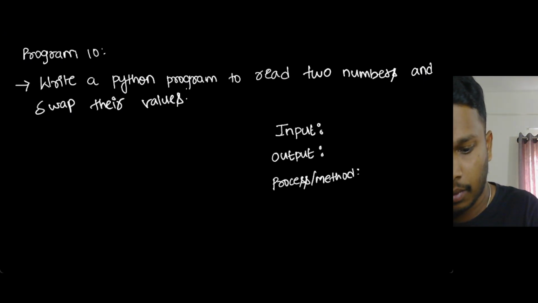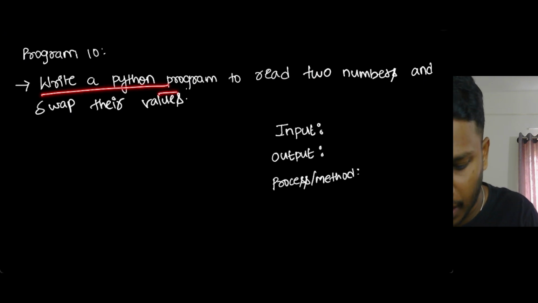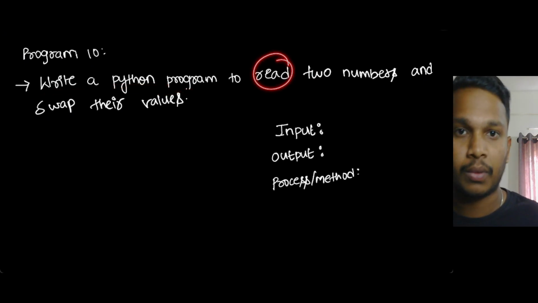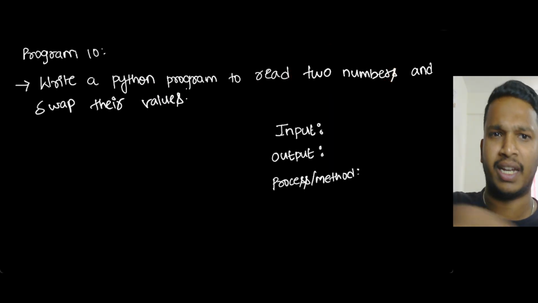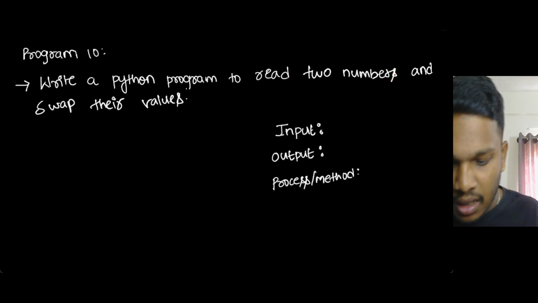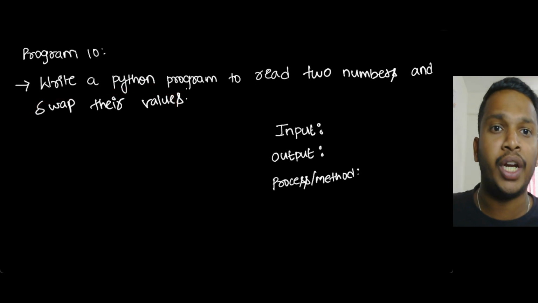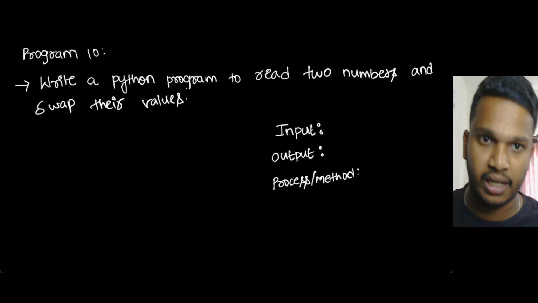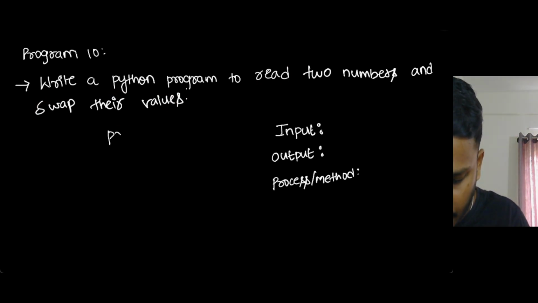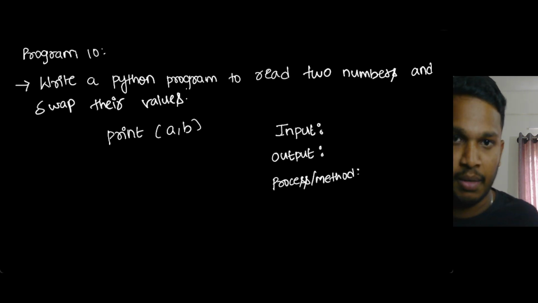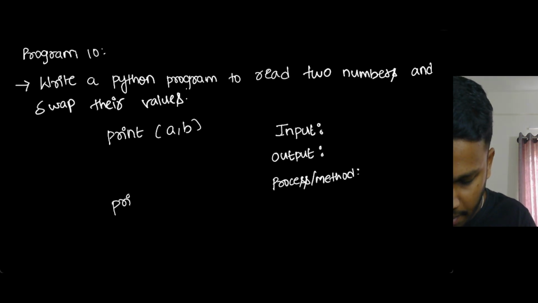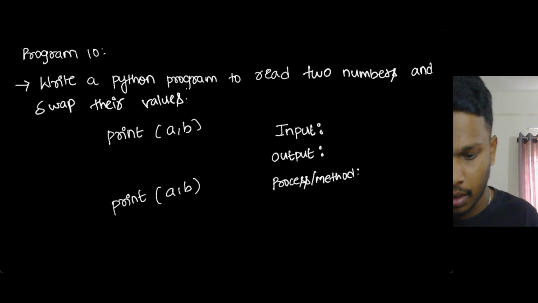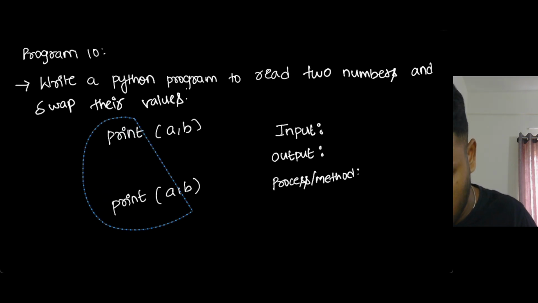And see here, write a Python program to read two numbers, basically integers, and swap their values. Means we need to swap their values. What they are telling means they will write print a, b below also. They will write print a, b. Let me bring it down.